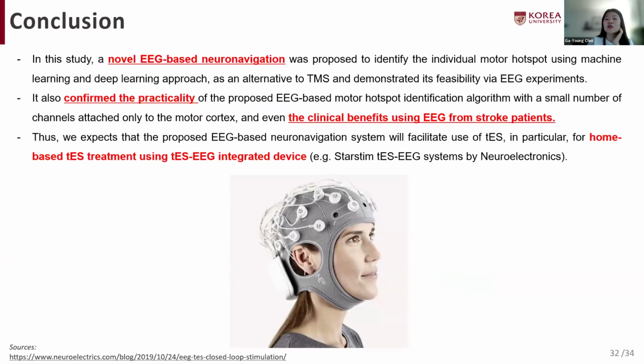In conclusion, in this study, a novel EEG-based neurorehabilitation approach was proposed to automatically identify the individual motor hotspot using machine learning and deep learning approaches as an alternative to the TMS approach, and demonstrated its feasibility via EEG experiments. And we also verified clinical benefits based on EEG data from actual stroke patients.